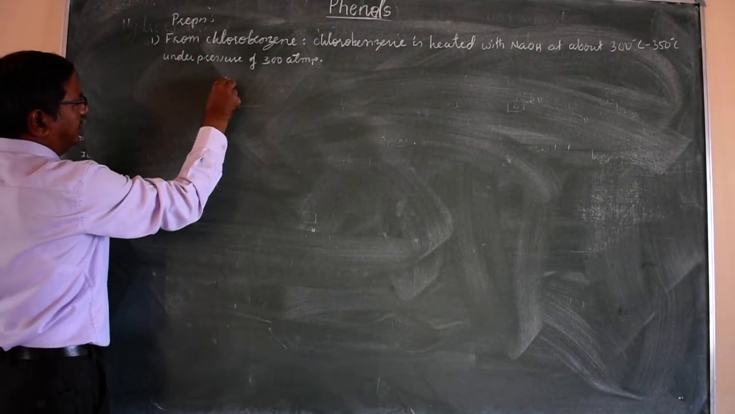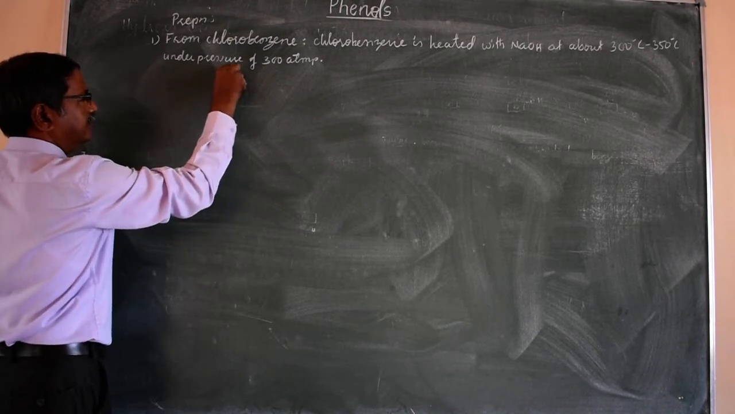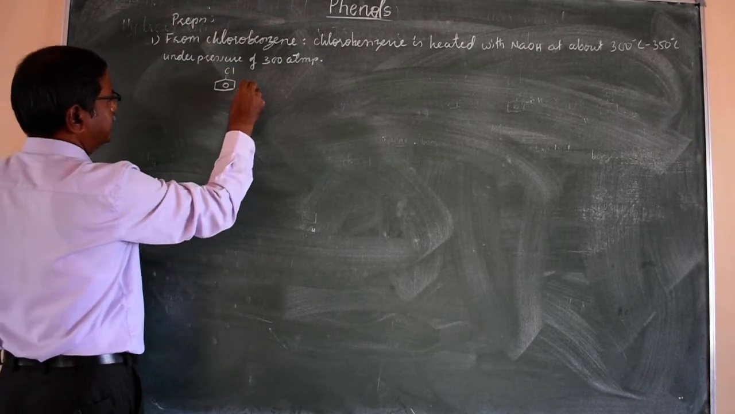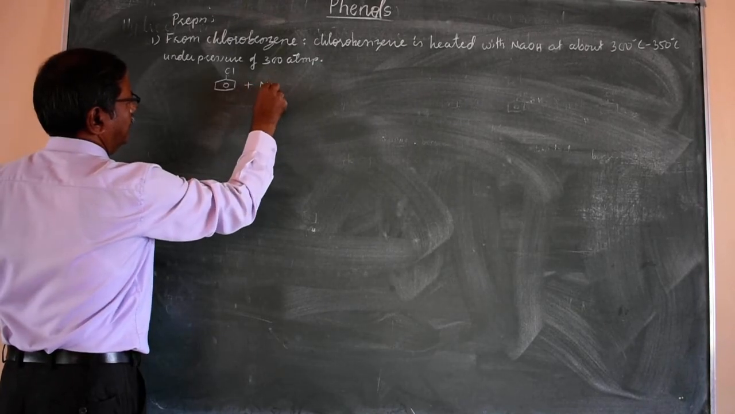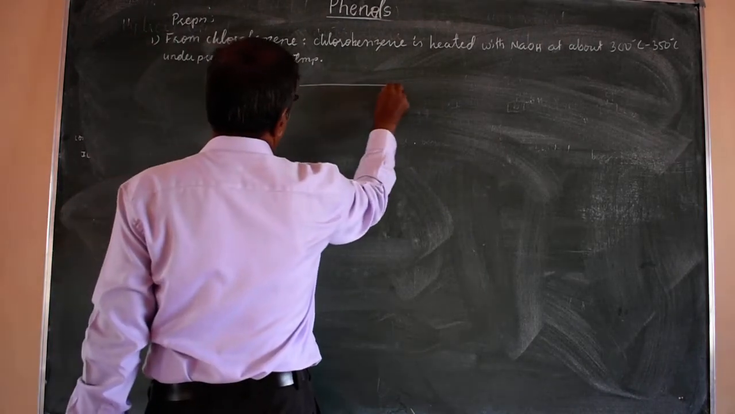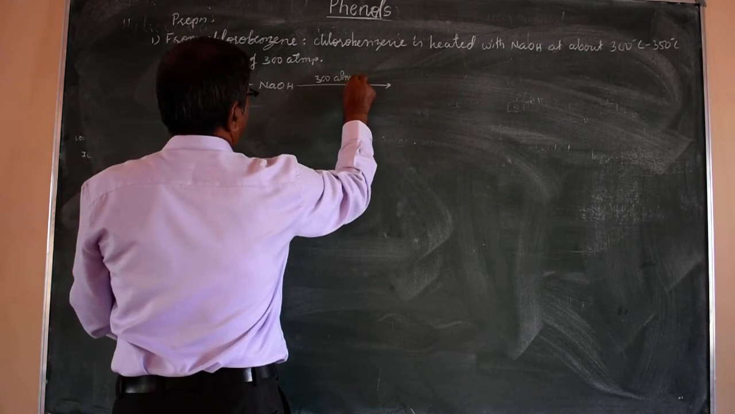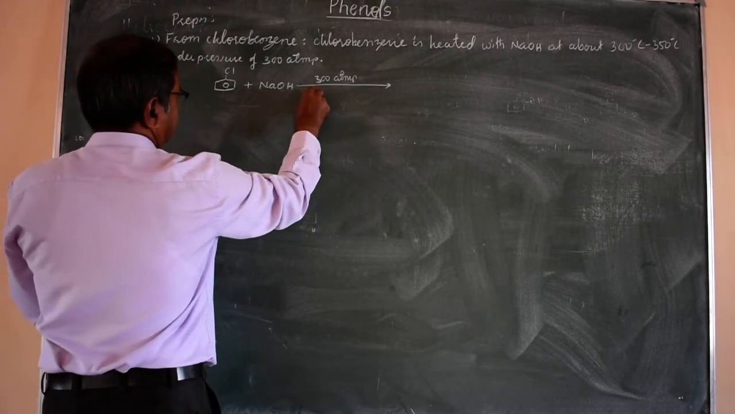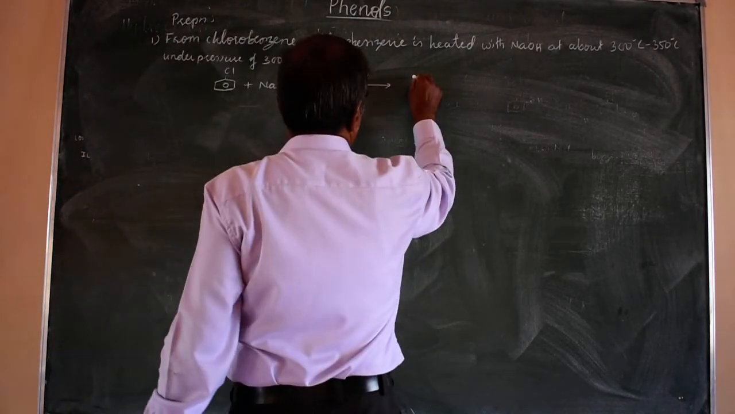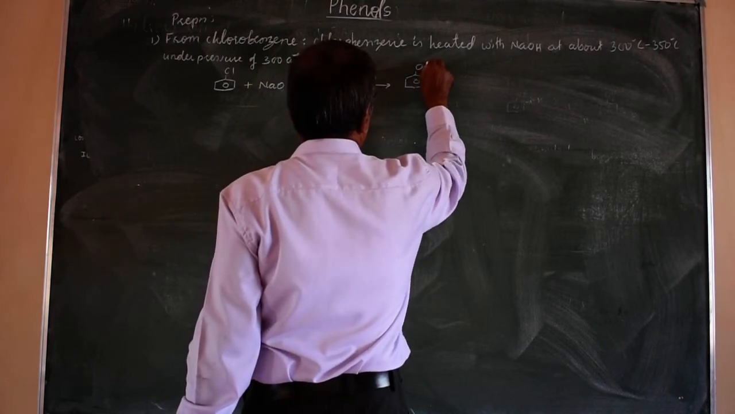This method is called Dow's process or Dow's method. We have chlorobenzene. You have to substitute Cl by OH using NaOH. So it is heated with NaOH under a pressure of 300 atmosphere and a temperature of 300 to 350 degrees Celsius. You are getting phenol.